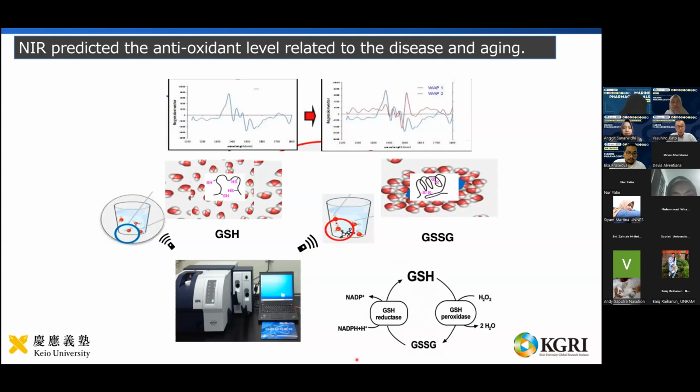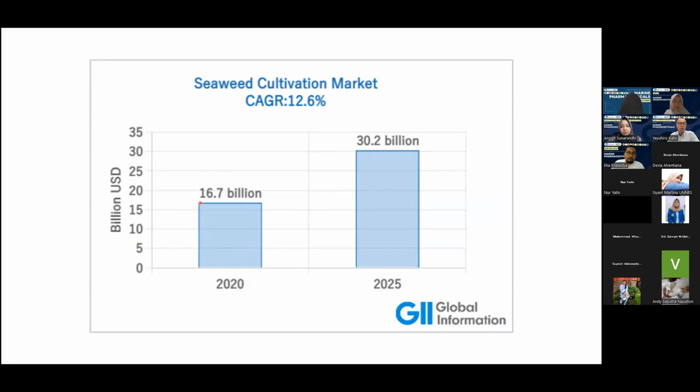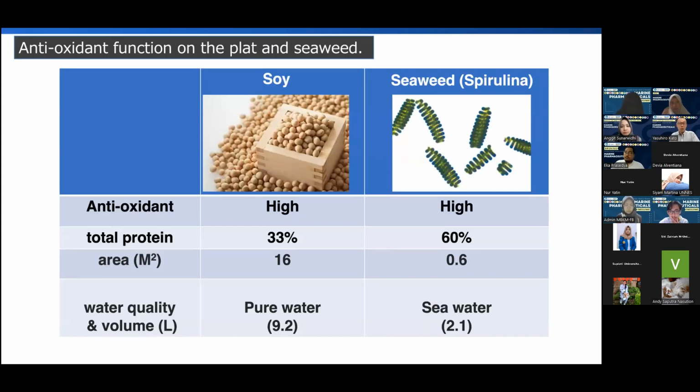So here it is a pharmacological method. Maybe in Indonesia, Lombok is very famous for its seaweed culture system. The seaweed culture market is also increasing a lot compared to 2020, reaching 16.7 billion US dollars, with the market for seaweed cultivation increasing. So what kind of seaweed is very important?